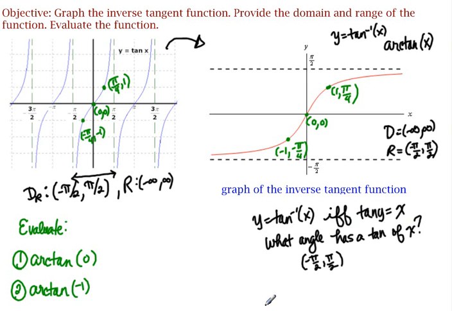So this one's going to be a little bit different in the sense that our domain is all reals. Okay, we're going to put in anything because the tangent values are all reals, but the output is going to be the angle between negative pi over 2 and pi over 2 that has that tangent value that is input. So if I want to evaluate arctan of 0, there I'm trying to think about what angle between negative pi over 2 and pi over 2 has a tangent value of 0.